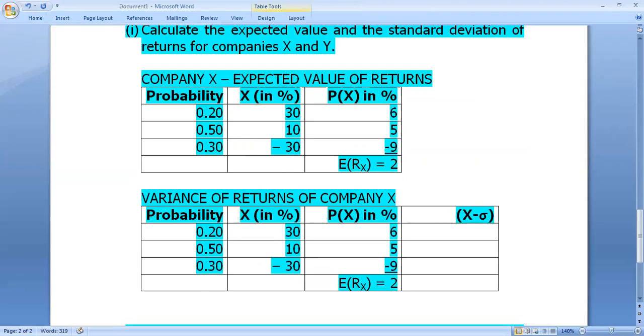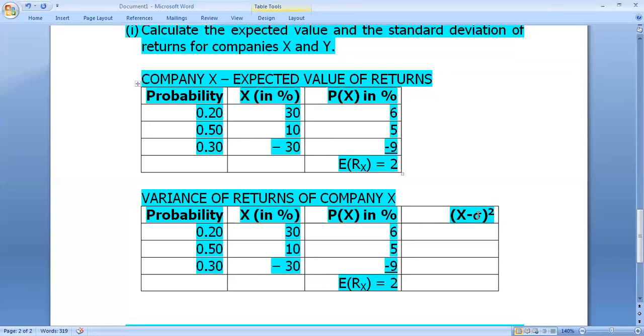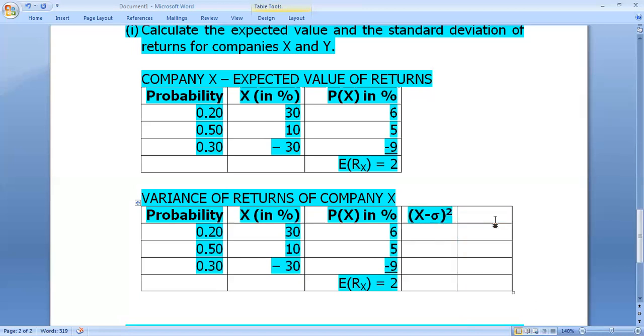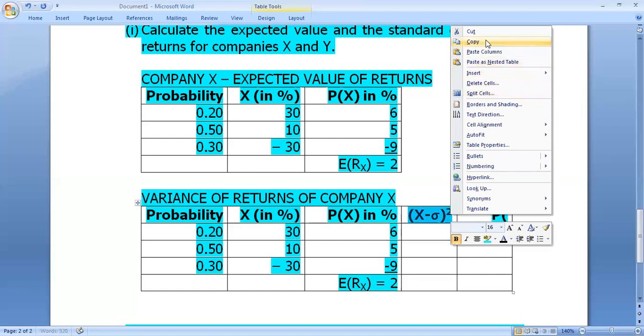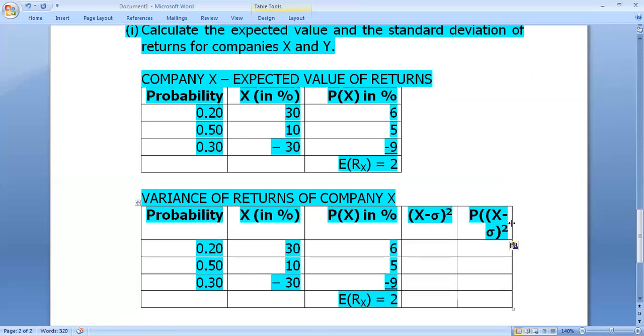The figures we get, we square them, but of course we have to multiply the value we get by the probabilities anyway. Let me show them separately. This is our column. Then I'll insert an extra column, which is probability. This column, which we have to sum up together to come up with our variance.